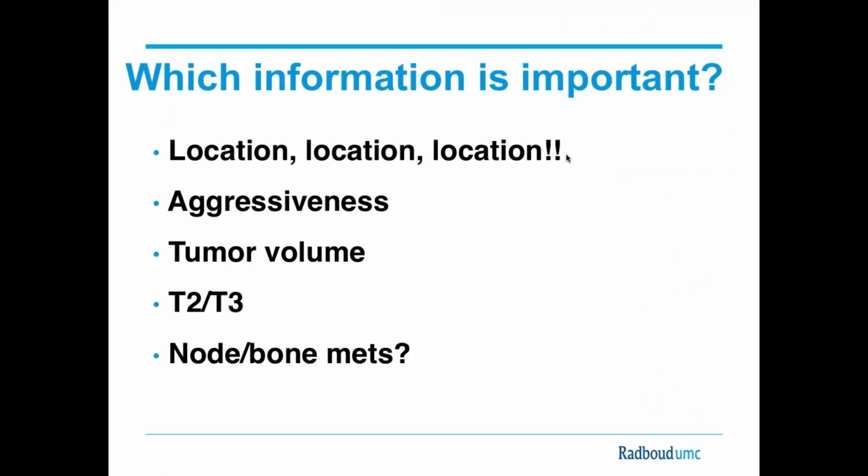So what's important? Like buying a house, location, location, location, especially if you talk about MR targeted biopsy using a fusion system. Location information is very important. Of course, aggressiveness, if you talk about active surveillance; tumor volume, if you think about focal therapies; and of course staging, T2 versus T3, within or outside the capsule, or invasion into the seminal vesicles, and nodal and bone metastases are also important information you need from the MRI.